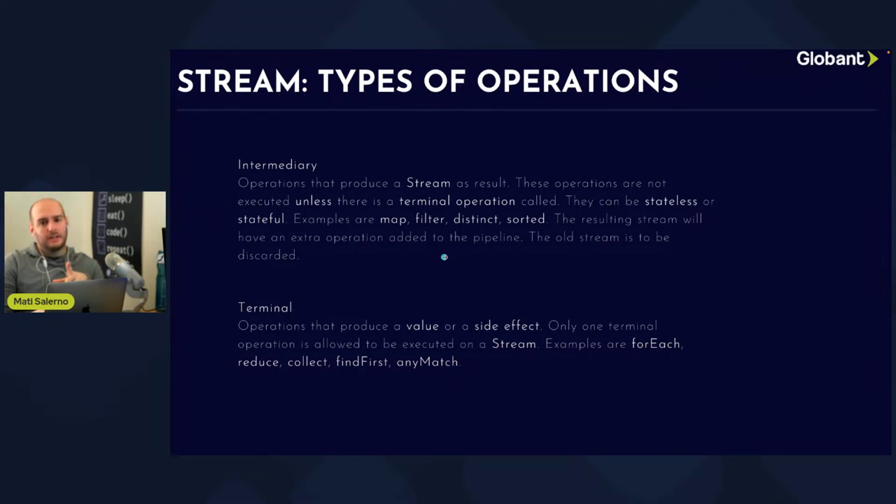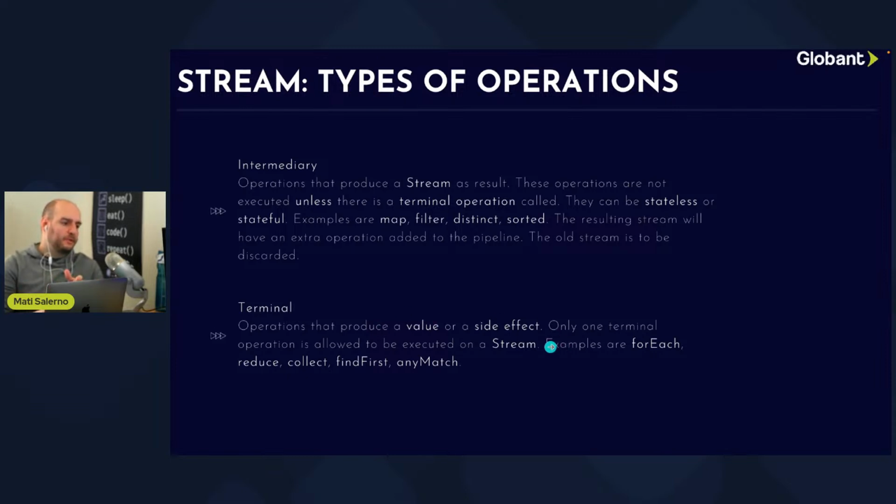And there is one important thing about intermediary operations. They will never be executed until there is a call to a terminal operation, which is the second type of operation that we have. Terminal operations are the ones that we use to produce a value or a side effect. So you will only execute one terminal operation, and that's it. You have to get rid of your stream.